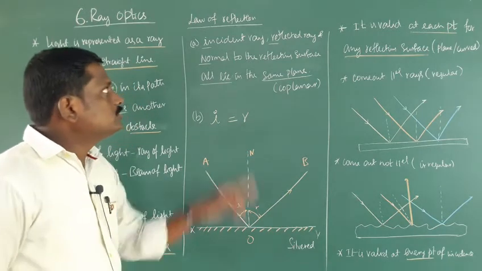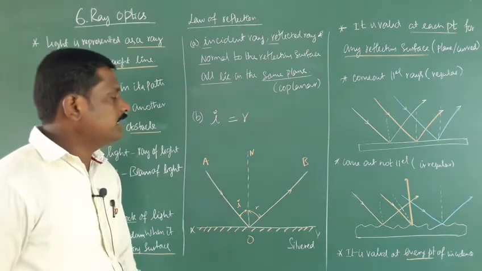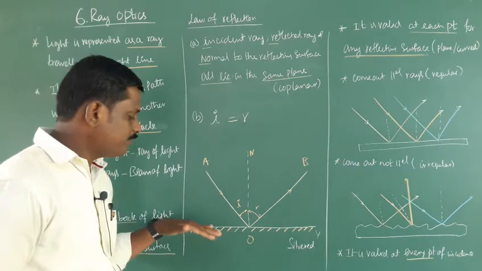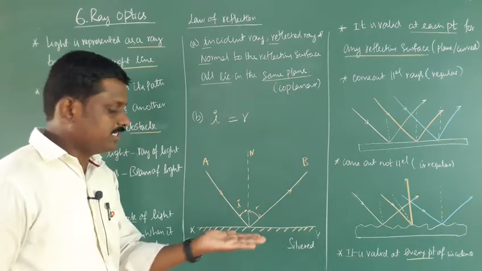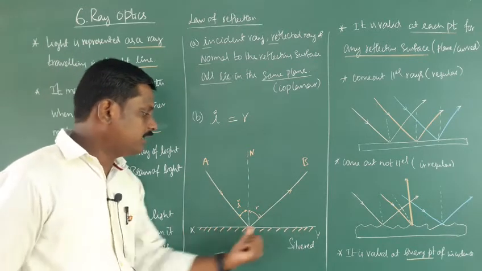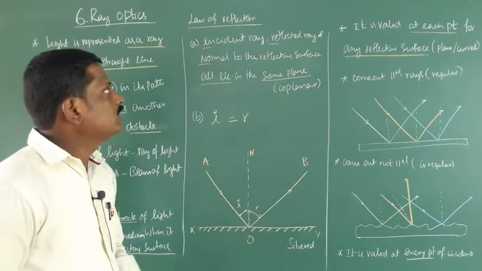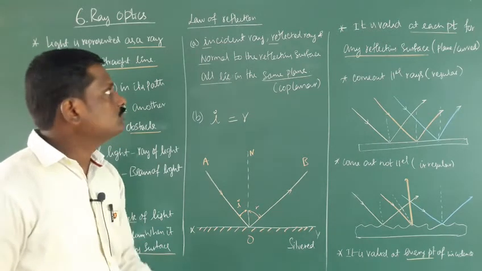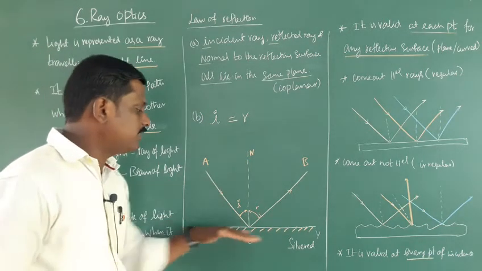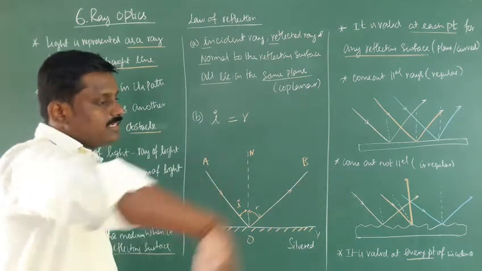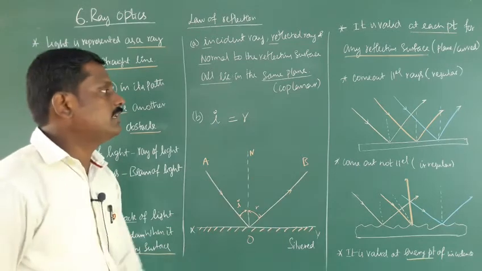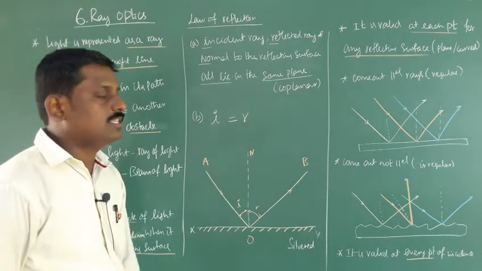AO is the incident ray, and OB is the reflected ray. Then the normal: the normal is a line perpendicular to the plane, here the plane mirror. NO is the normal, perpendicular to XY, the plane mirror. The incident ray, reflected ray and normal to the reflecting surface all lie in the same plane, that is coplanar. That is a law of reflection.